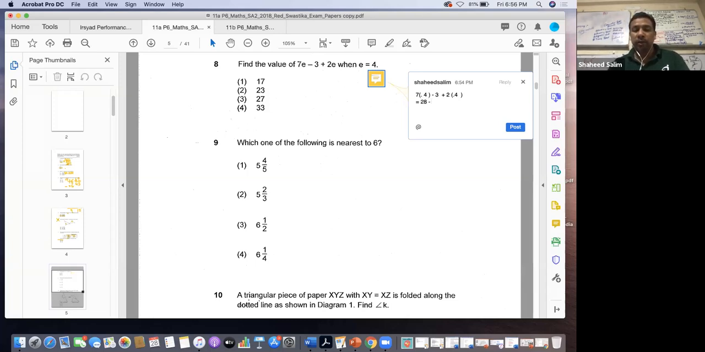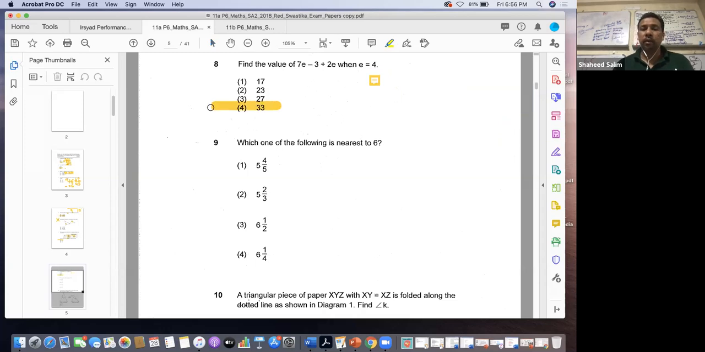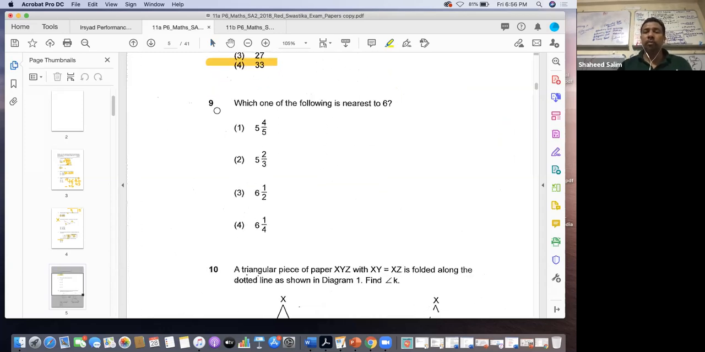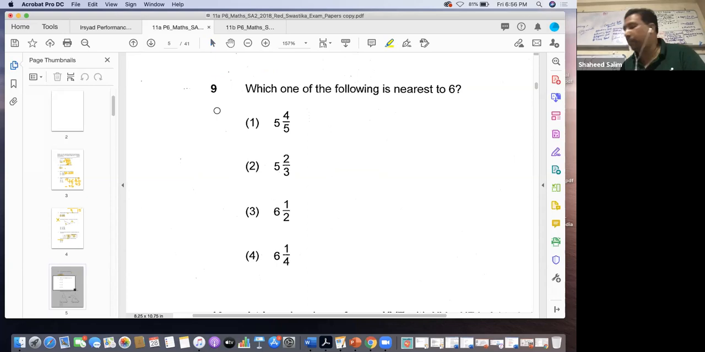Minus 3, then plus 2 times 4. 8. 28 minus 3 is 25. 25 plus 8 equals 33. So the answer is answer 4. This one you must be able to understand the concept. You must have a number line. I'm going to draw a number line.